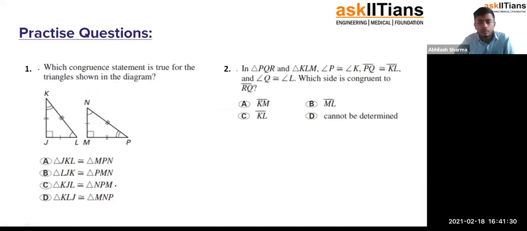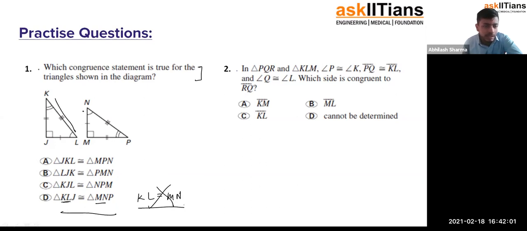Now let us talk about some good practice questions here. Which congruence statement is true for the following triangles? Let us start with the D option. Let us assume this is true. Let us say they are actually congruent. If that is the case, then what can I say? I can say that KL length must be equal to MN length. Am I right? But clearly this is not true, because KL and MN are not equal. KL is equal to NP, not MN. So this is obviously false.